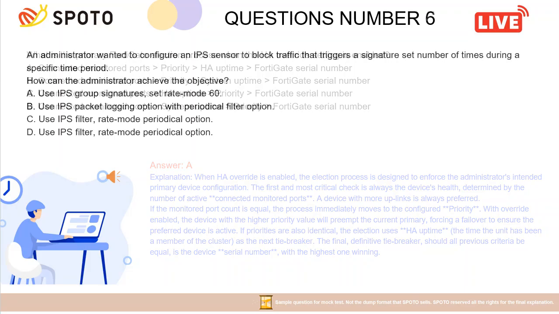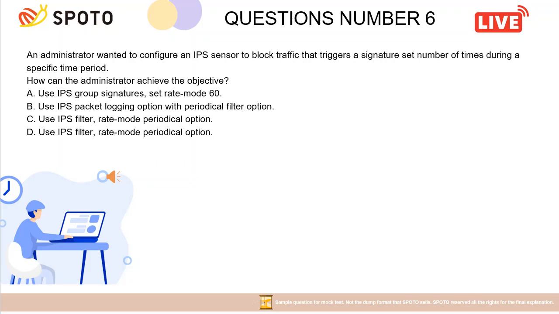Question 6. An administrator wanted to configure an IPS sensor to block traffic that triggers a signature a set number of times during a specific time period. How can the administrator achieve the objective? A. Use IPS group signatures, set rate mode 60. B. Use IPS packet logging option with periodical filter option. C. Use IPS filter, rate mode periodical option. D. Use IPS filter, rate mode periodical option. You have 15 seconds to answer.